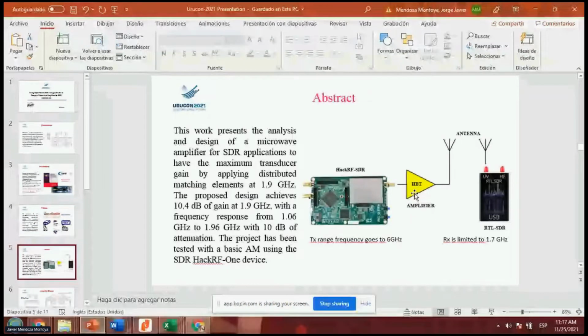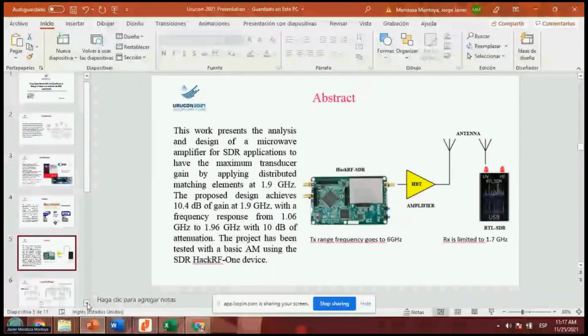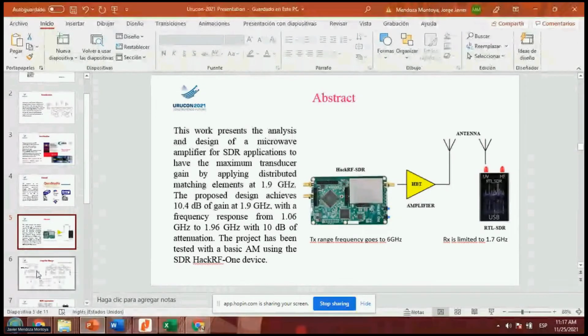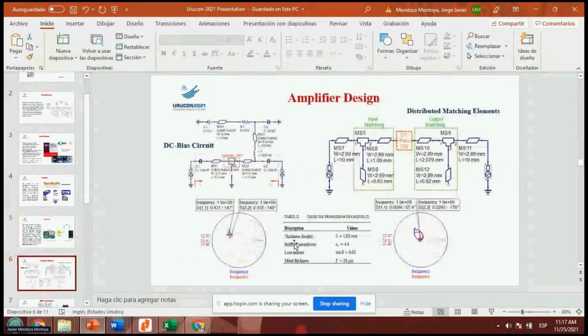In this picture, we show the frequency range of the HackRF SDR module and the amplifier we have designed. The transmitter has 6 GHz of range and the receiver only 1.7 GHz. This is the difference and limitation we have in these measurements. Now we are going to explain the amplifier design very briefly.